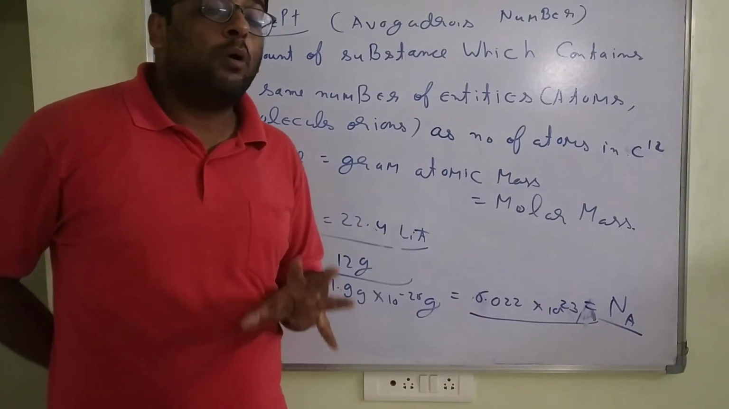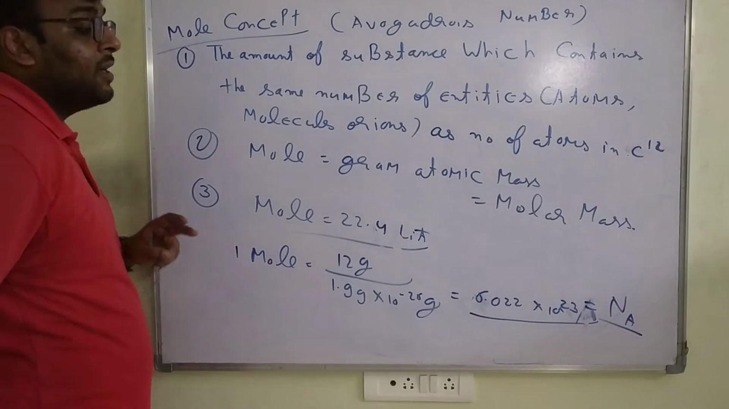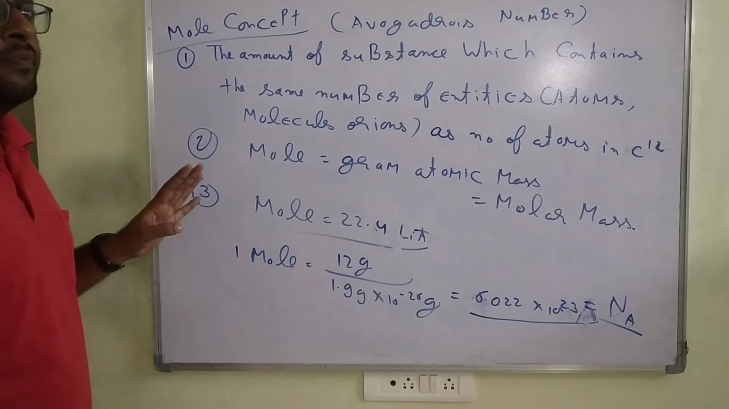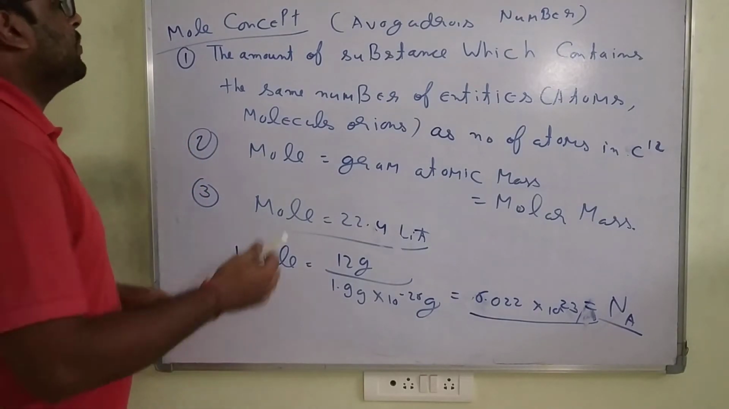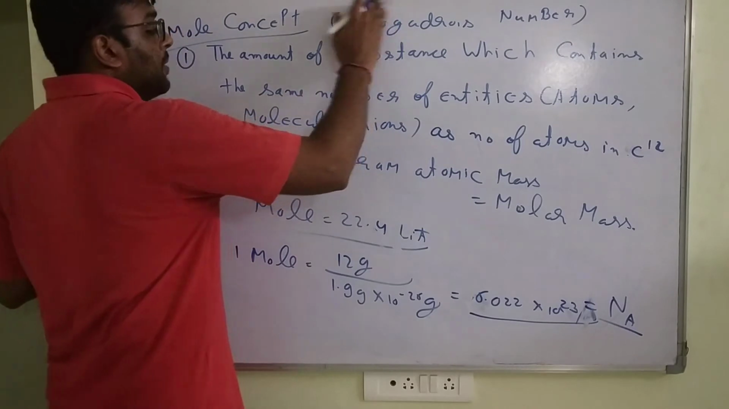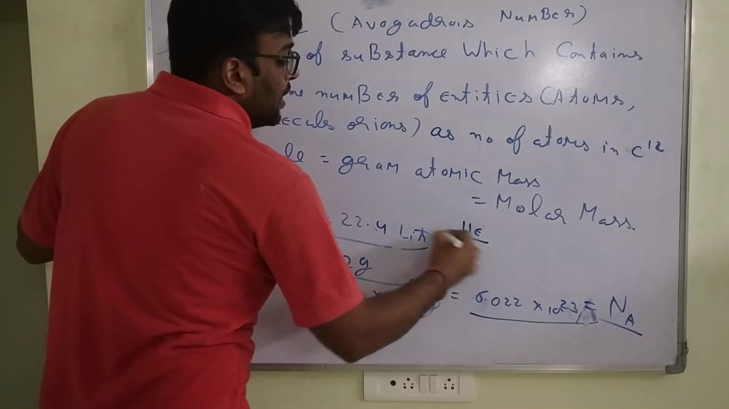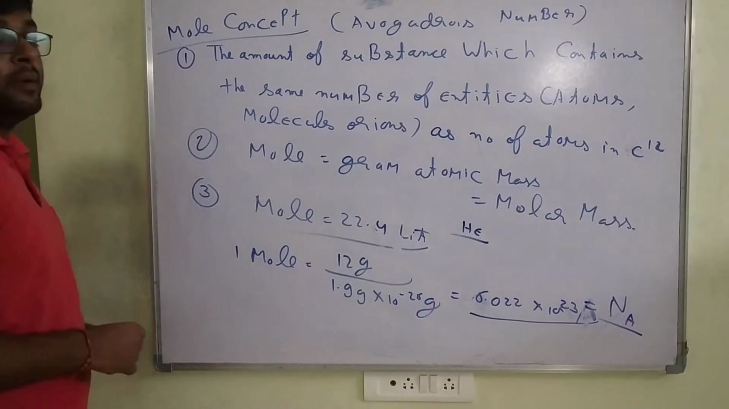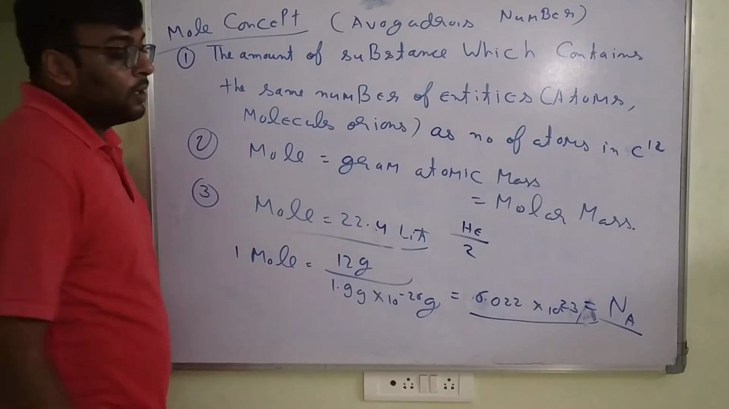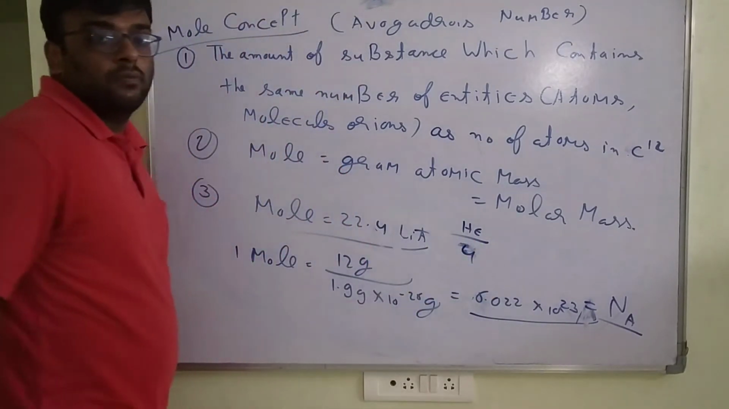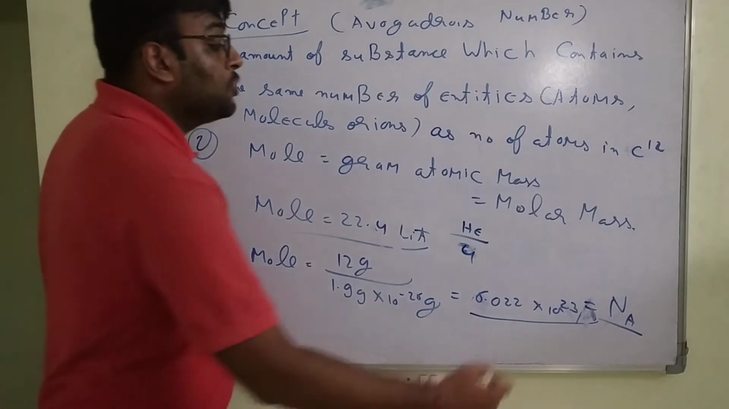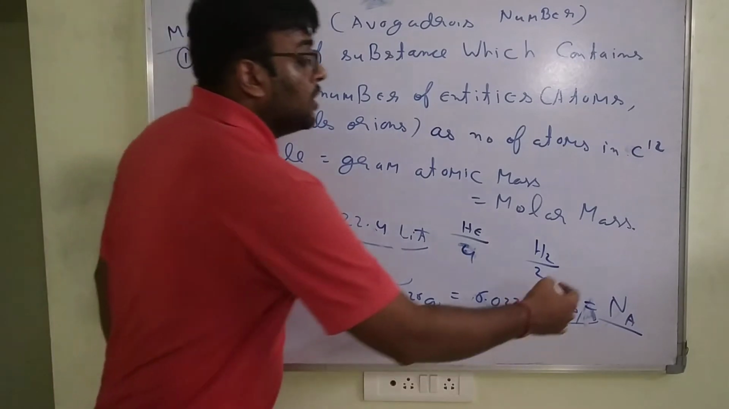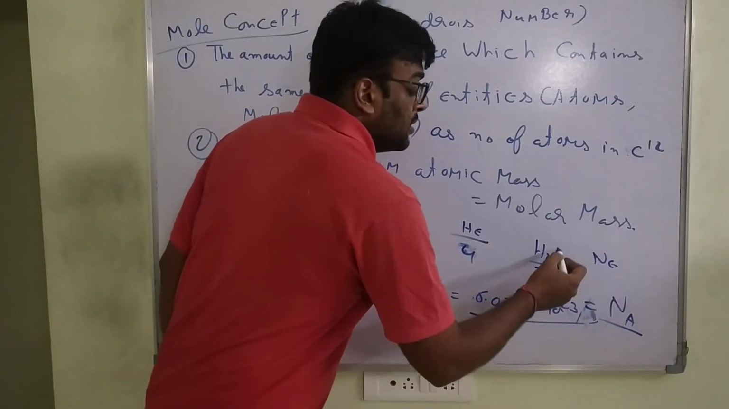Whenever I am talking about one mole, as you have already studied in lower standards, one mole is equal to this fixed value. It has a fixed value and can never change. Suppose I take the example of helium. One mole of helium has an atomic mass of 4. If I am talking about H2, the molecular mass is 2. If I am talking about neon, it has the gram atomic mass.